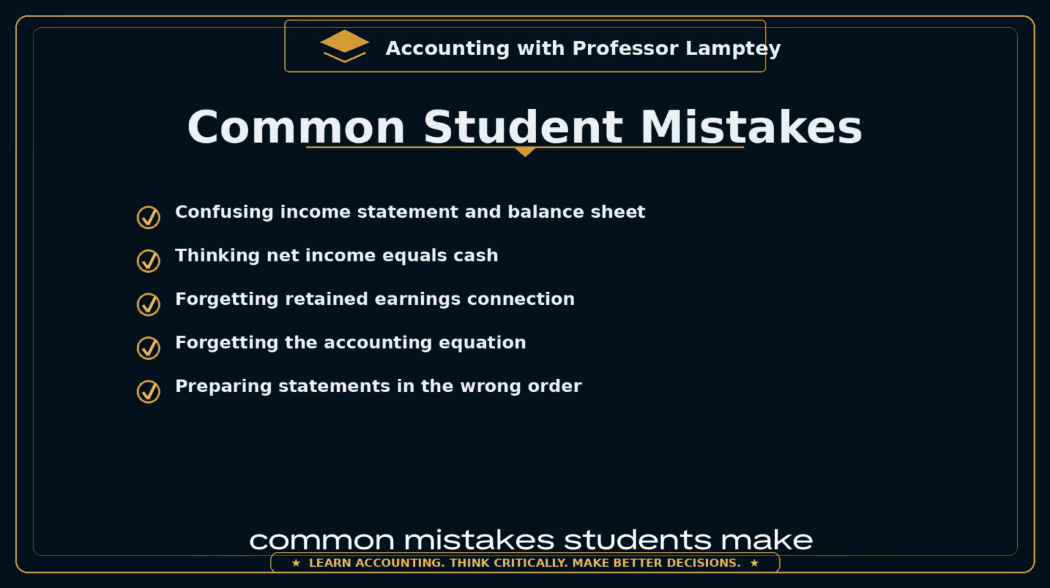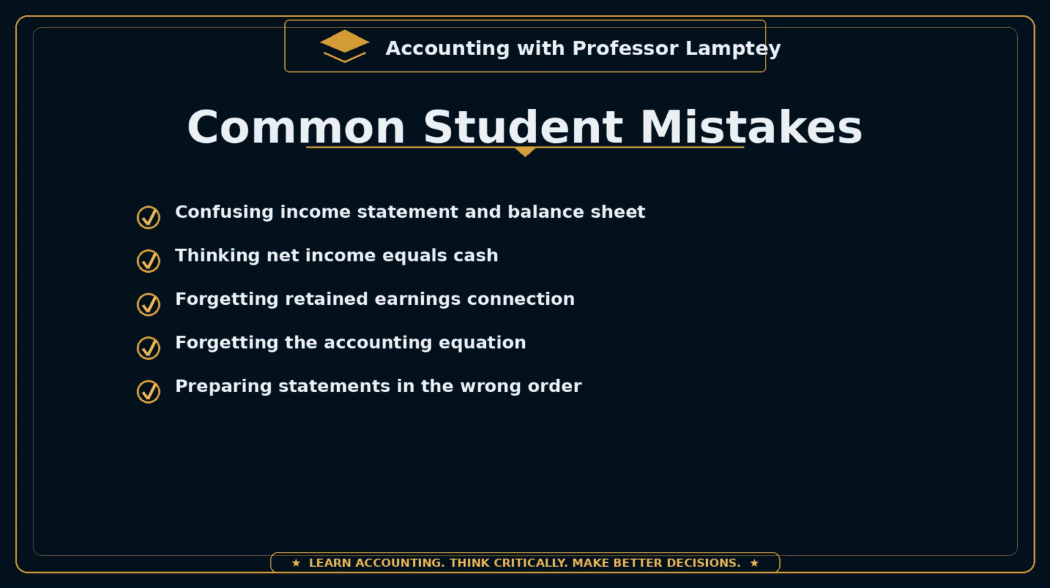Now let's talk about common mistakes students make with financial statements. The first mistake is confusing the income statement with the balance sheet. The income statement covers a period of time. The balance sheet shows a point in time. That difference matters. The income statement might say, for the year ended December 31st. The balance sheet says, as of December 31st.